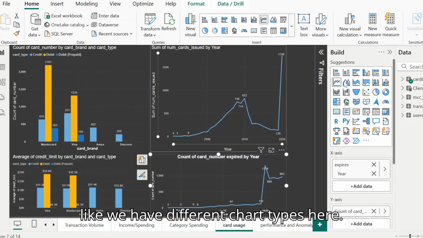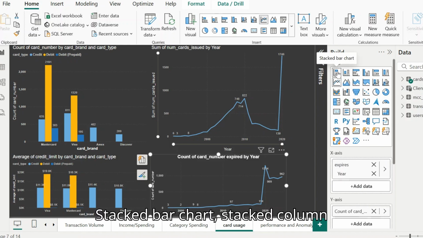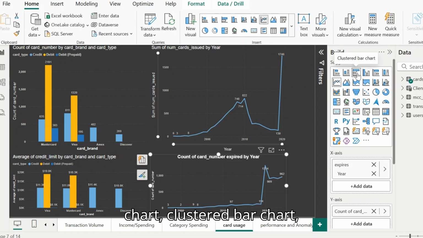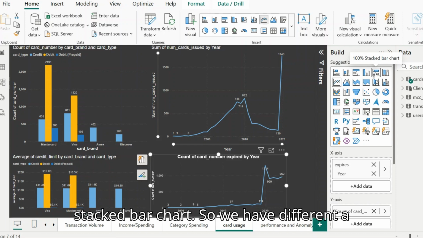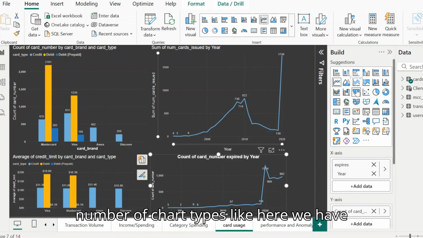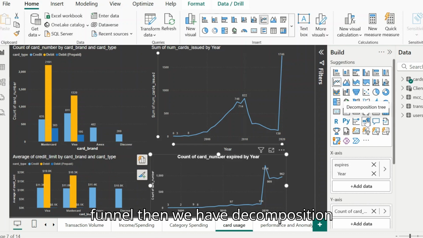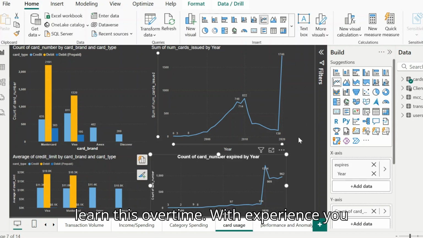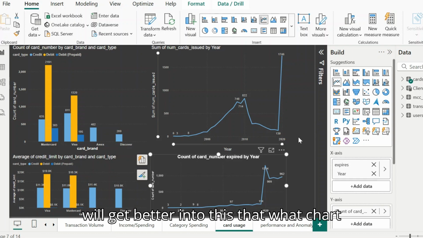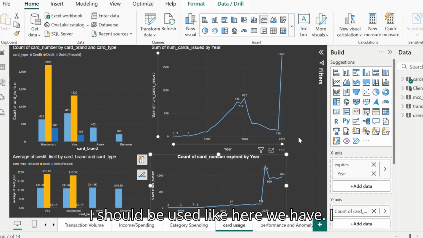Here we have different chart types: stacked bar chart, stacked column chart, clustered bar chart, clustered column chart, 100% stacked bar charts. So we have a number of chart types. Here we have funnel, then we have decomposition tree. You will find a number of chart types here, but what to use for what purpose? You will learn this over time. With experience, you will get better at knowing what chart type should be used.